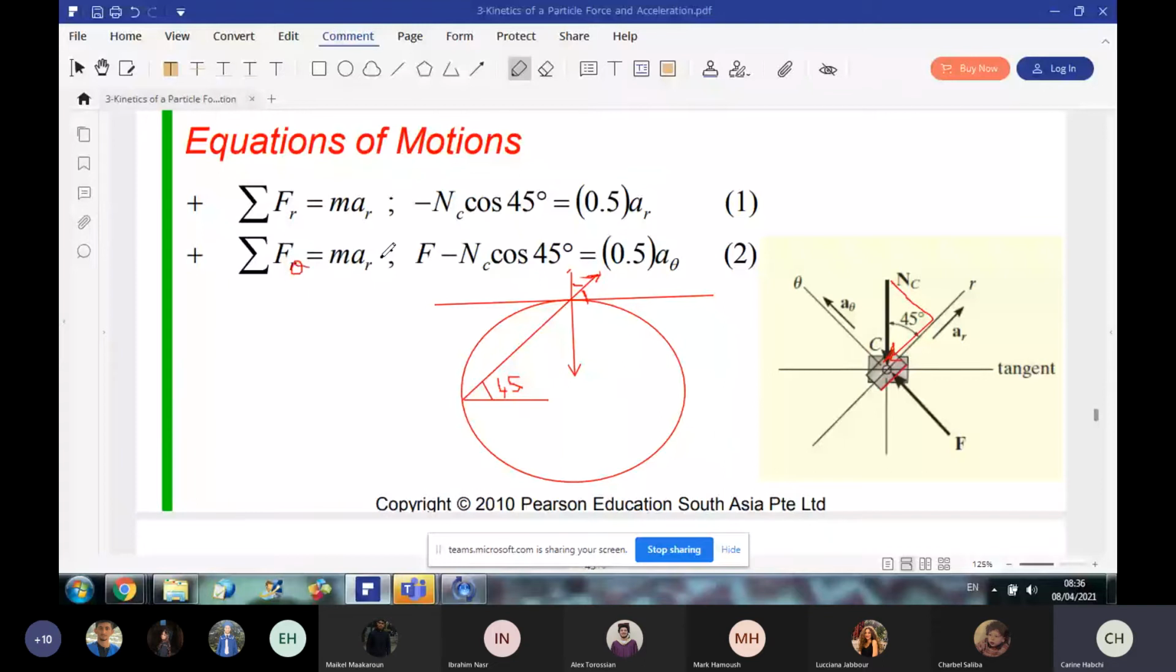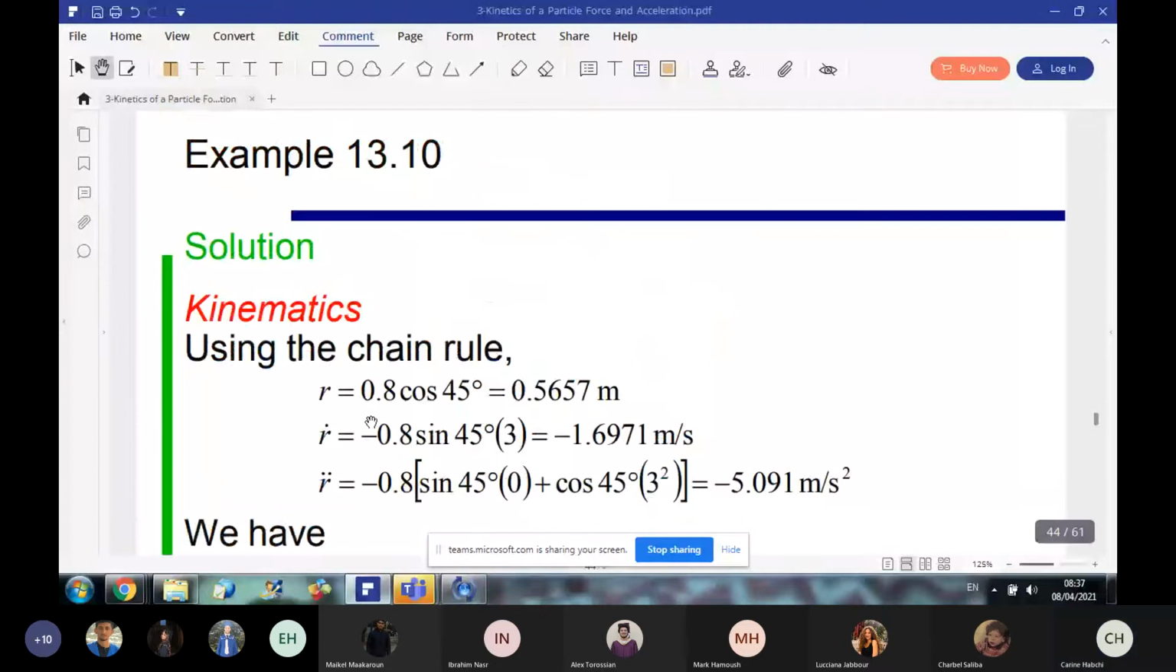When I project on U theta, what do I have? If I look at my figure, I also have a downward projection of N on U theta. So it's minus N sine 45, or cosine, it's the same here because the angle is 45, and plus F. So now I have two equations with two unknowns, which are N_C and F. But in order to calculate F, I should first find the expressions of a_r and a_theta. So now I will apply the formulas: for a_r, it's r double dot minus r theta dot squared, and for a_theta it's r theta double dot plus 2 r dot theta dot.